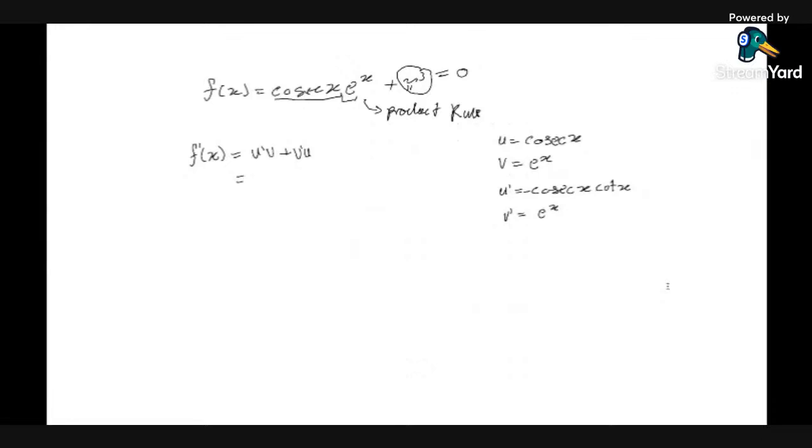And then we have negative cosec of x. Just trying to erase that part. Cosec of x, right? And then we have times cot.